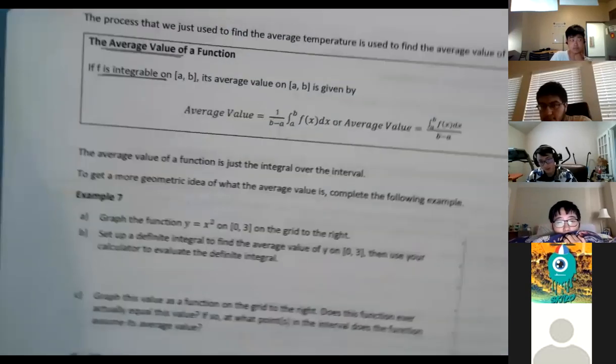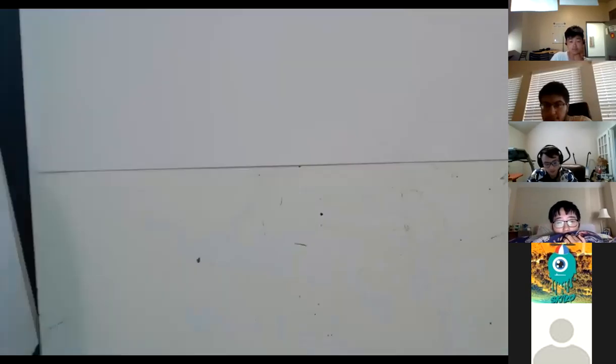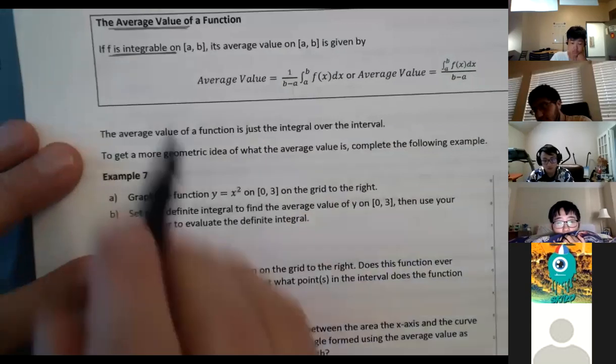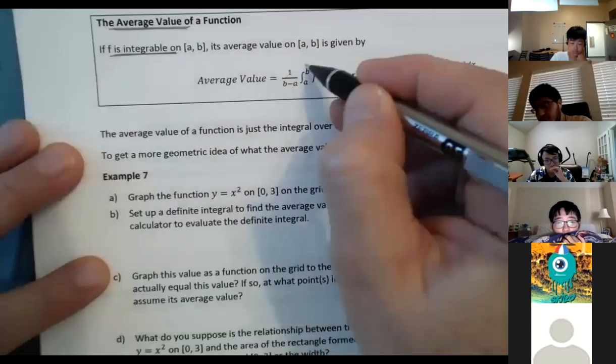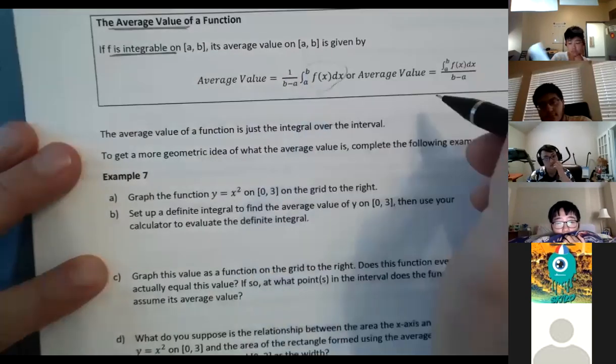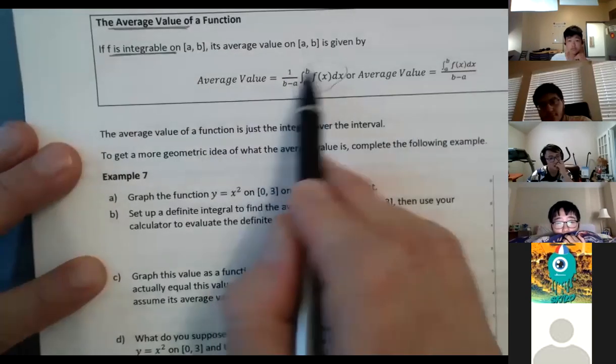Let me see. Is there anything here that we didn't mention yet? All right, so we're good. If f is integrable on [a, b], and that means that this integral, we're able to find it. Okay, that's what it means right now. Being integrable means that we're able to find this value.